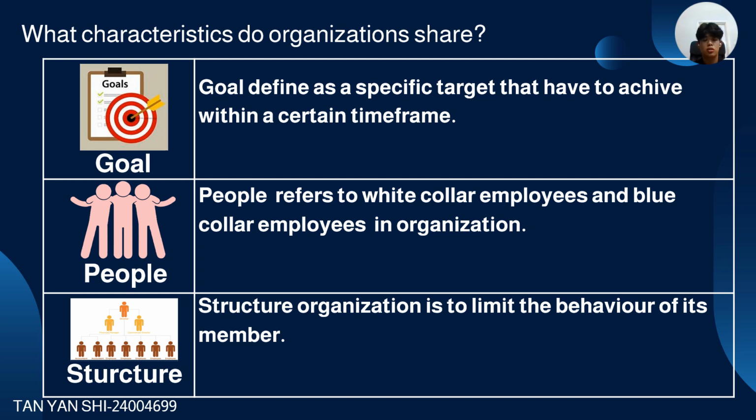Next, structure, which is the last characteristic. Organizational structure can be defined as a hierarchy system to limit the behavior of the members. With an organizational structure, members will be able to play their roles effectively and efficiently. An organizational structure helps to allocate responsibilities to members according to their sexes and levels.